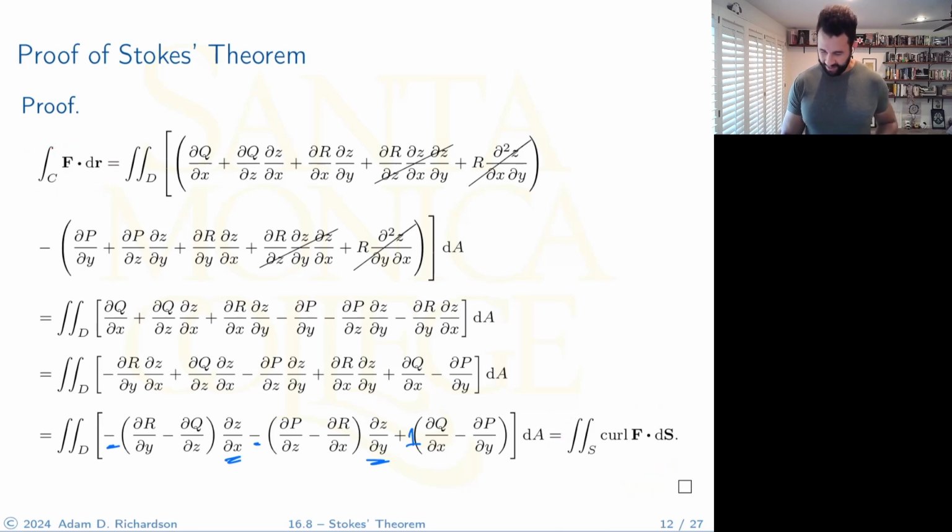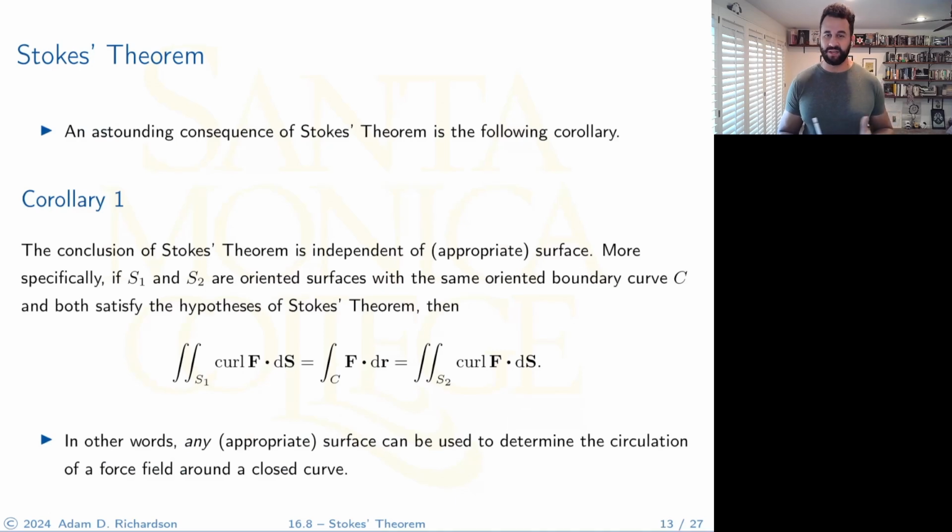Pretty cool stuff. Okay, so one of the amazing things about Stokes' theorem is this corollary, and maybe some of you were kind of thinking of it when I first introduced it. Basically, the conclusion of Stokes' theorem is independent of surface, which is really wild. The surface has to be, quote unquote, nice enough. But more specifically, we could say this: if S1 and S2 are oriented surfaces that have the same oriented boundary curve, and they both satisfy the hypotheses of Stokes' theorem, then it doesn't matter which of those surfaces you compute over.